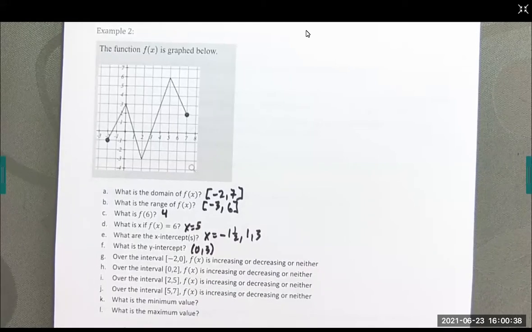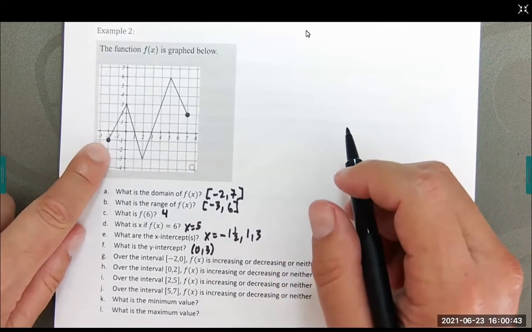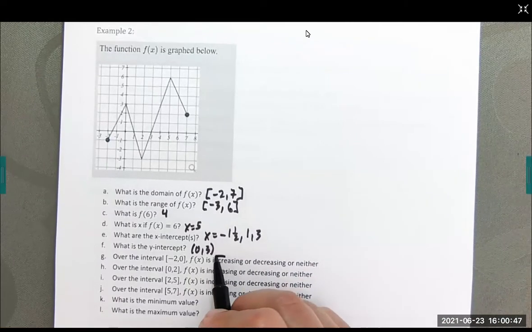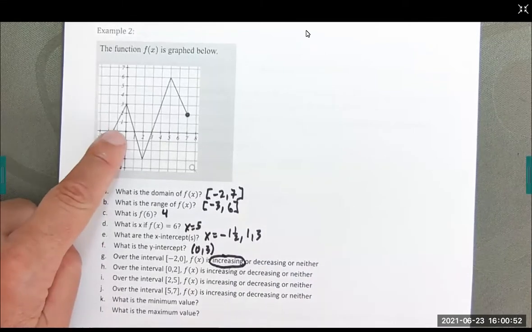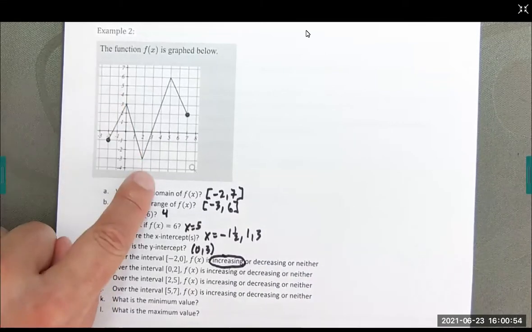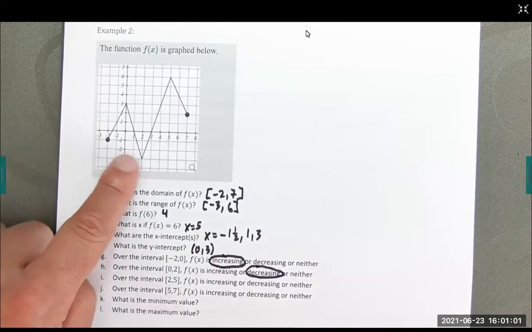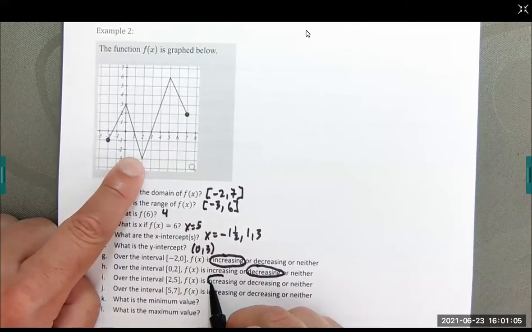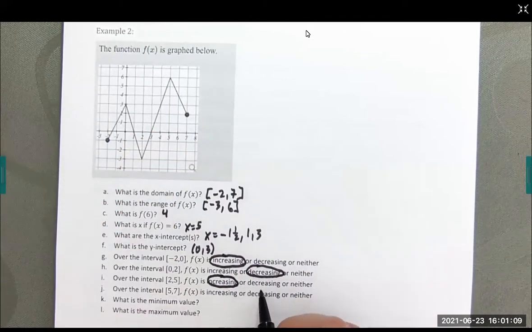Over the interval -2 to 0, these are x values. -2 to 0, it looks like we are increasing. And from 0 to 2, we're definitely decreasing. From 2 to 5, that's increasing. And from 5 to 7, we are decreasing.